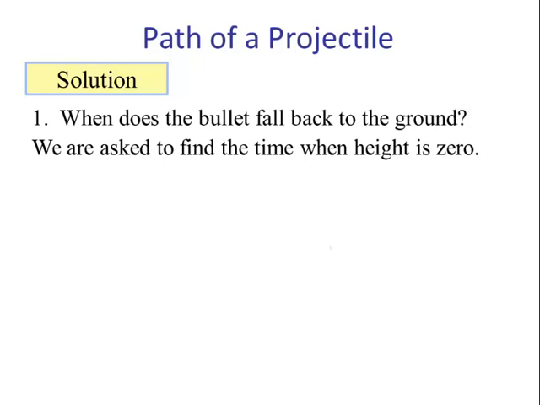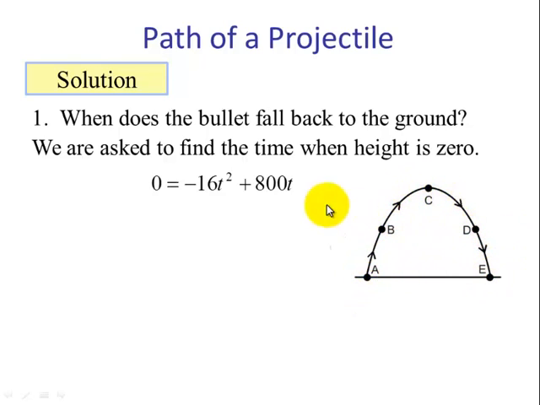We are asked to find the time when the height is 0, because when the bullet falls back to the ground, the height of the bullet will be 0. So we are looking for the coordinates of A and the coordinates of E. This is a simple little diagram illustrating the path of the bullet. We substitute 0 for our height, and then we solve for t.